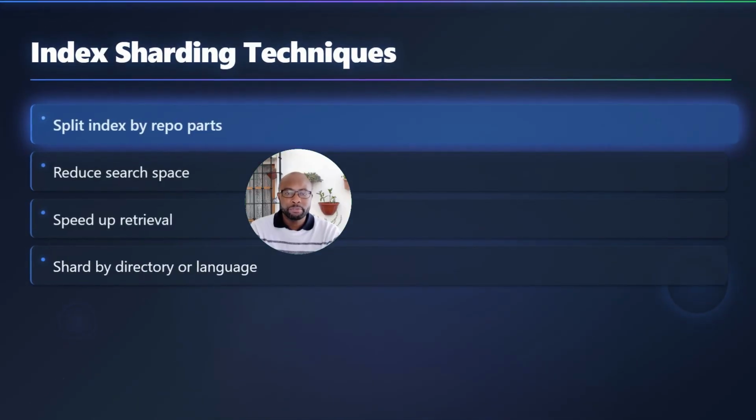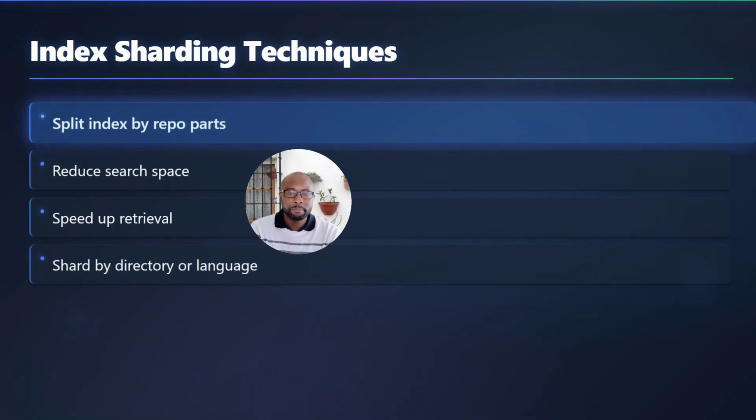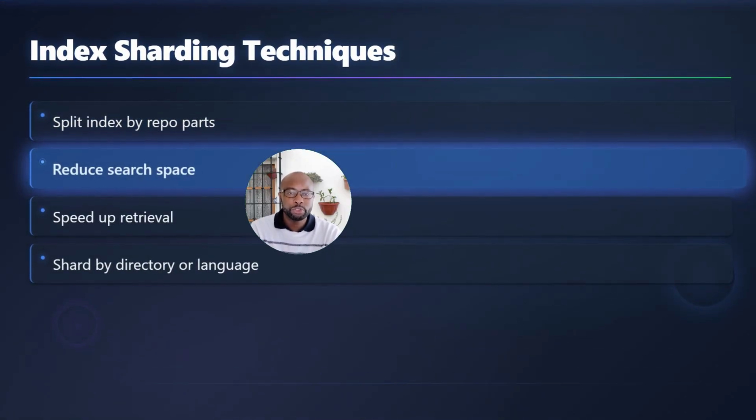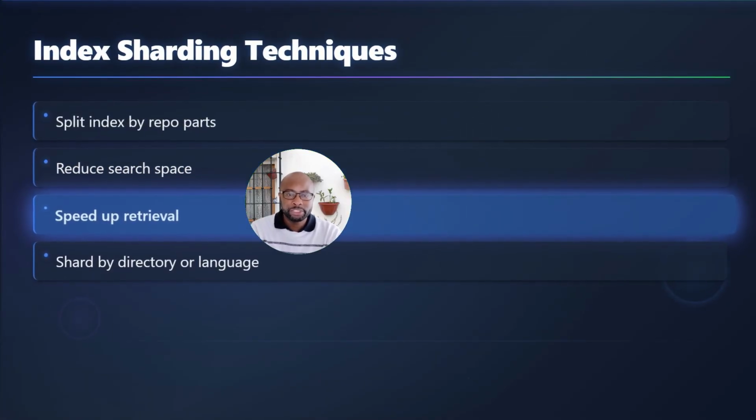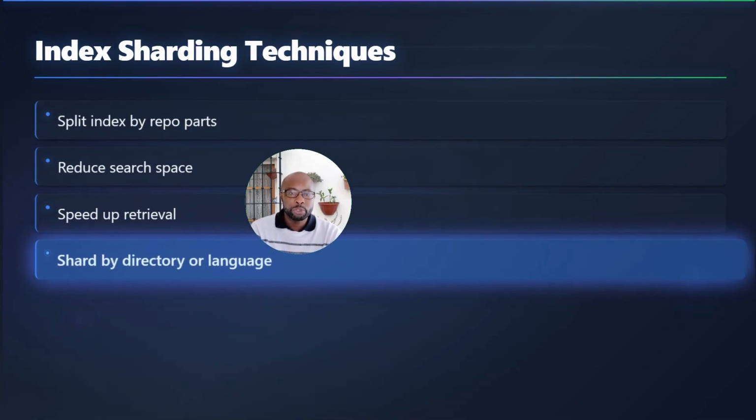Sharding splits your vector index into smaller parts based on repo sections or projects. This reduces search space per query and speeds up retrieval. You can shard by directory, language, or modules depending on your code structure.